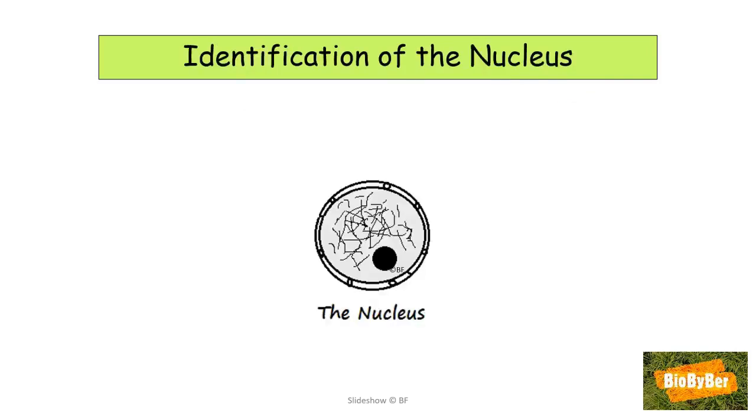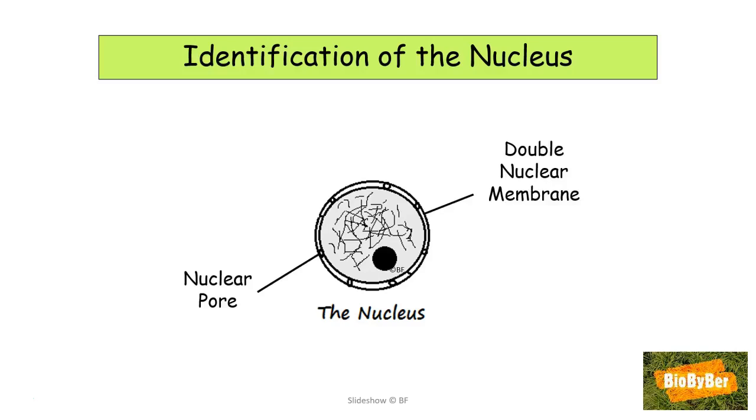How would we identify a nucleus? I find it useful to imagine a ping pong ball punched with holes containing a jelly and a couple of marbles inside. The ping pong ball, the white plastic, is representing the double nuclear membrane. The holes, obviously, are representing the nuclear pores. The nuclear pores allow chemicals in and out of the nucleus.